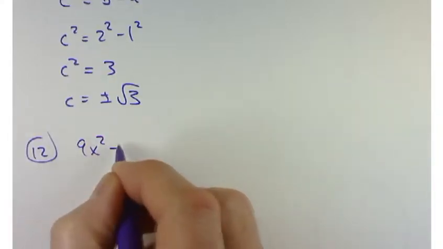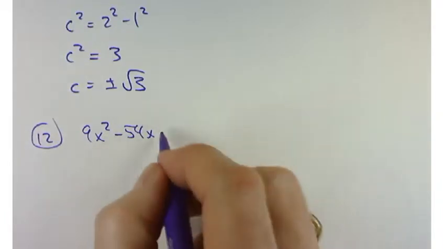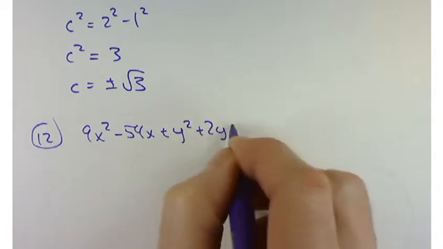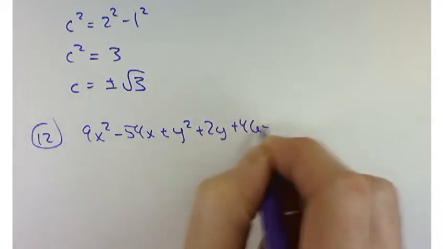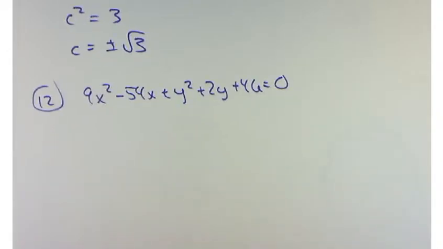9x squared minus 54x plus y squared plus 2y plus 46 equals 0. So, quick question for you. What kind of a conic section is this? You got to vote for an ellipse. Is she right? It's a circle?